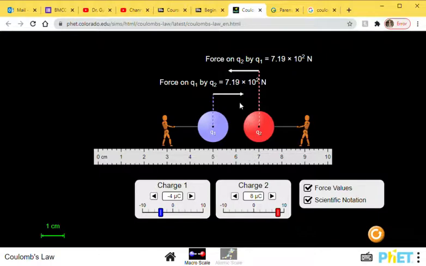And once again, in the calculation I made, I have found 7.20 times 10 to the 2. And now instead we have 7.19 times 10 to the 2, which is 719 instead of 720, because the simulation is using the electrostatic constant, the Coulomb constant, as 8.988 instead of 9. So that gives us this slight difference.